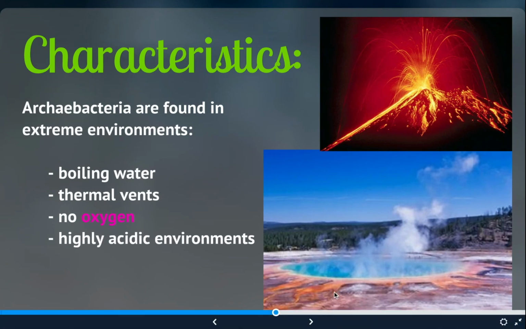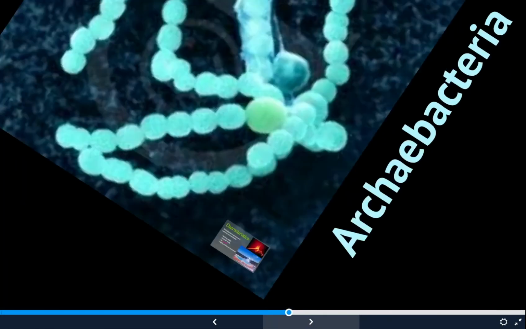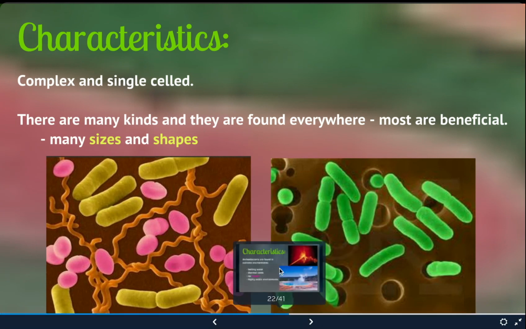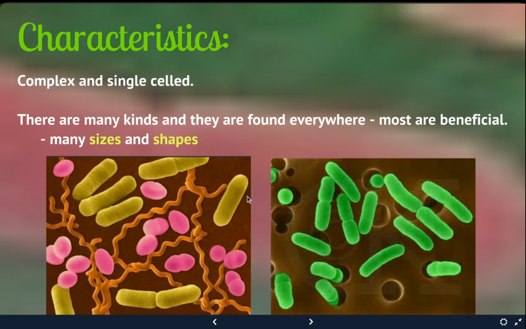The last one is called a methanogen. Methanogen, you can think of methane. Those love methane conditions. Usually prokaryotic or bacteria are single-celled, and there are many different kinds that are found everywhere. Most are beneficial. There are many different sizes and shapes for bacteria. So some can be circles, some can look like rods, and some can look like spirals.